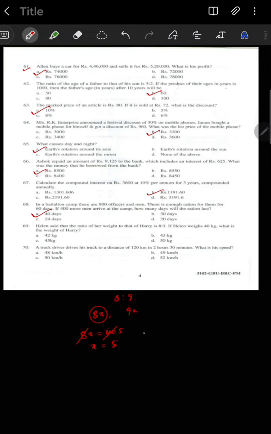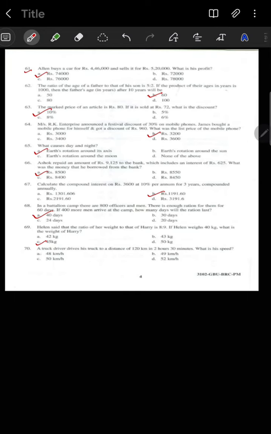Now to find the weight of Harry, you have to put the values here. So 9 into the x value, which is 5. 9 into 5 is 45. So it means the weight of Harry is 45 kg. So option C is your correct option.